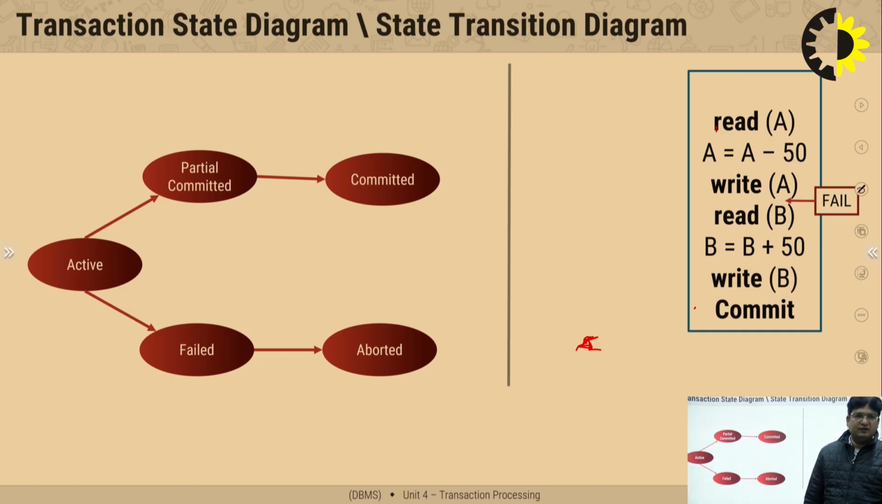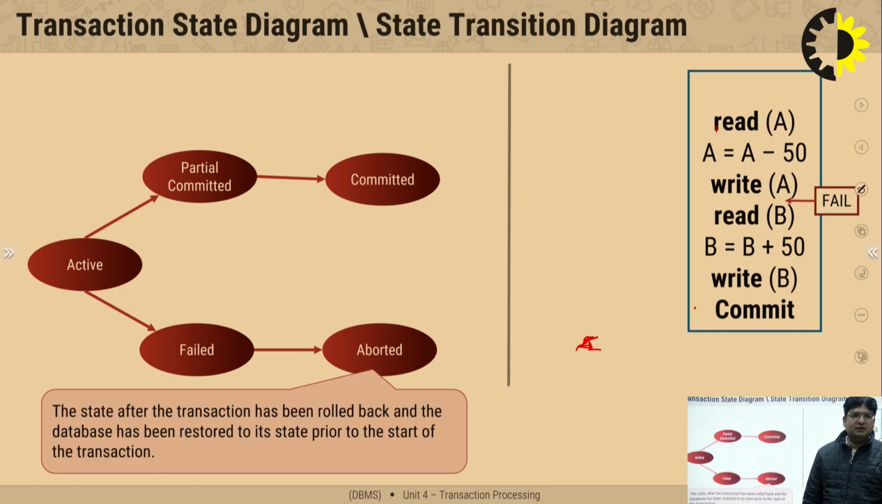After the failure comes the aborted state. The state after the transaction has been rolled back and the database has been restored to a previous state prior to the start of the transaction is the aborted state.